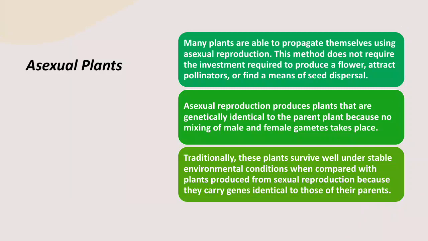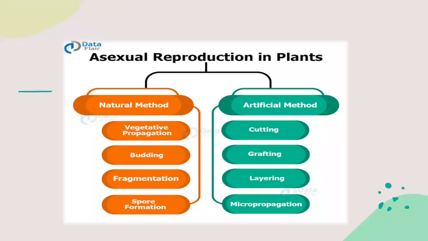Traditionally, these plants survive well under stable environmental conditions when compared with plants produced from sexual reproduction because they carry genes identical to those of their parents. Asexual reproduction in plants has natural methods, for example vegetative propagation, budding, fragmentation, and spore formation, and artificial methods: cutting, grafting, layering, and micropropagation.